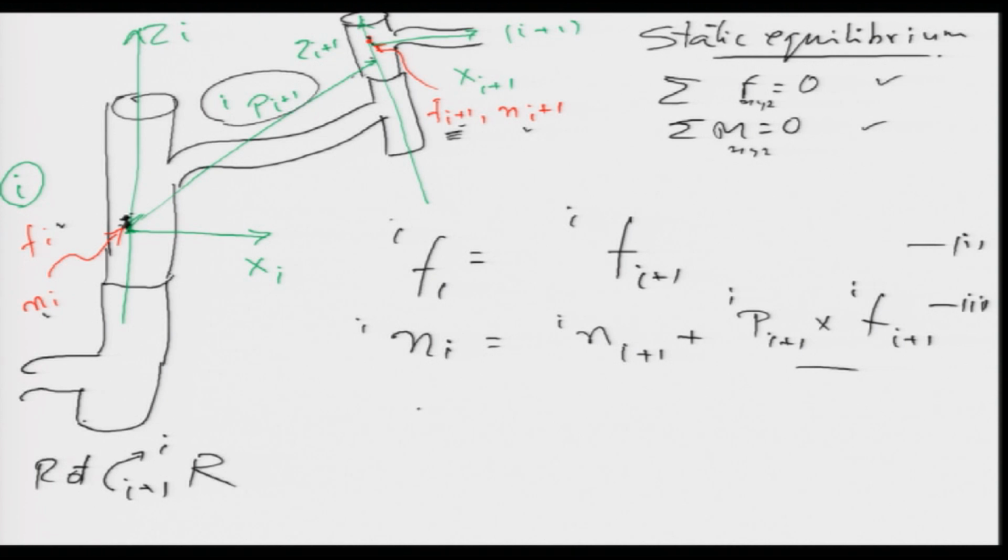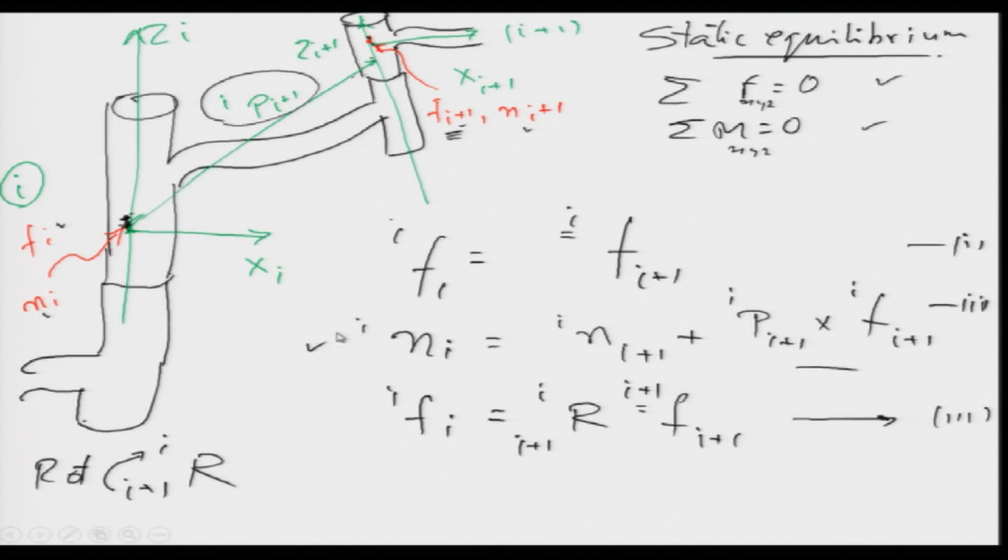It is f of i plus 1 is equal to R i into i plus 1, and this f, the next one, now gets converted into the ith frame, i plus 1. So, this one was f i, now you see it has become i plus 1, which means that it has come to frame i. So, I am multiplying it with the rotation matrix. So, from equation 1 we get this equation which relates the forces, we can call it equation 3.